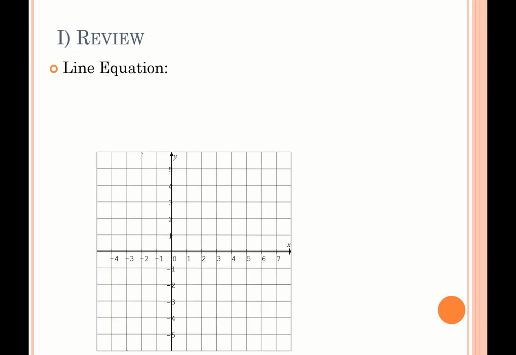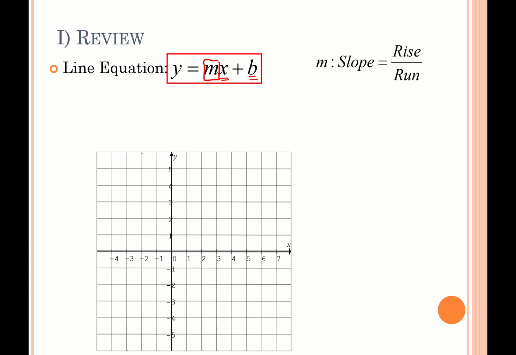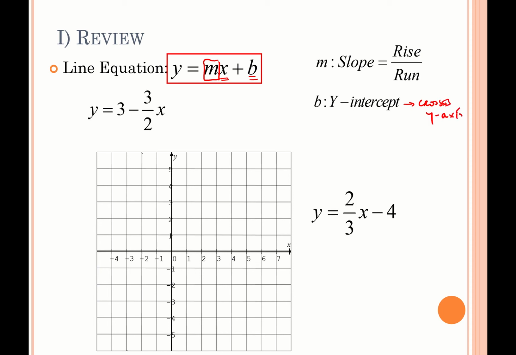First step: how do you graph a line equation? First, you need to know that all line equations can be written in the form y equals mx plus b. m is the value that's multiplying x, and b is the constant. m is your slope, which is rise over run, and b is your y-intercept, which is where the line crosses the y-axis.